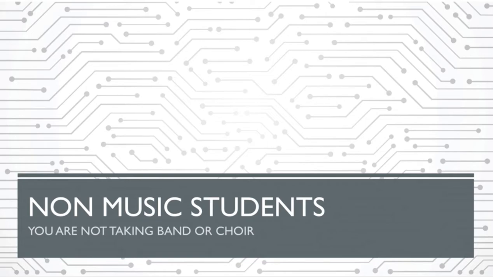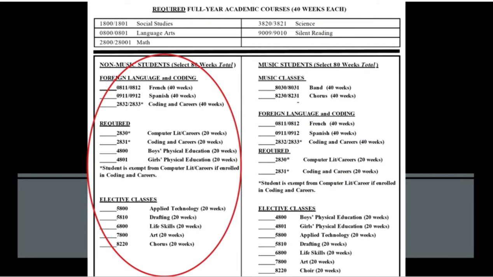Okay, I'm going to talk to you now about elective options for non-music students. When I use the term non-music student, it's referring to students who are not taking band or who are not taking full year choir next year. So if you're not taking band or you're not taking full year choir, you're considered a non-music student, and you're going to be filling out the left side of the registration form.